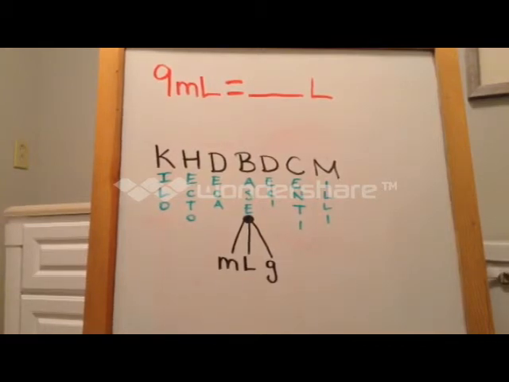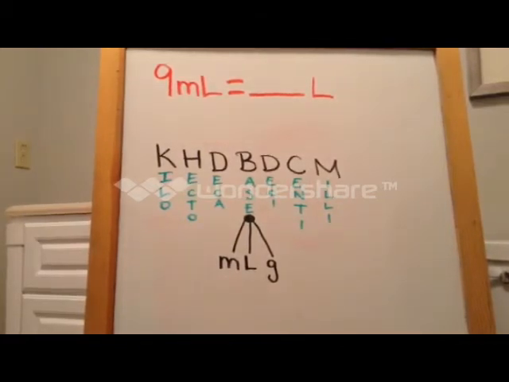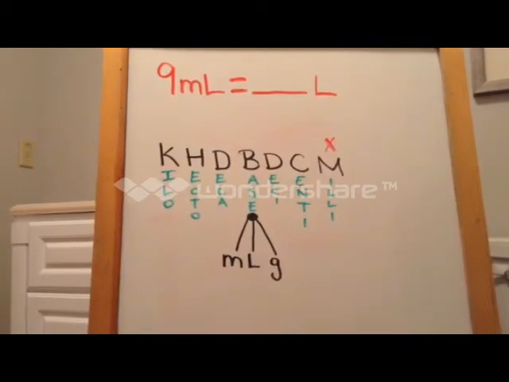Why is this problem more difficult? Well, because the number we have is smaller than the number we're trying to convert it to. Milliliters is smaller than liters. Therefore, it's harder because you have to move the decimal to the left. So what do we do first? We find milliliters on the chart.